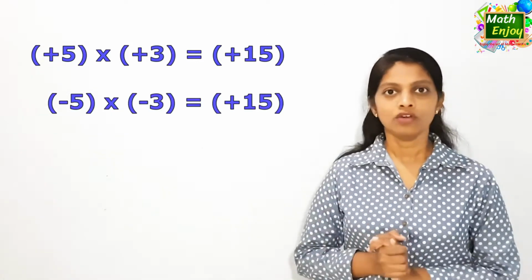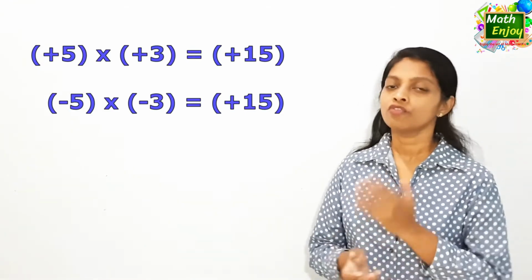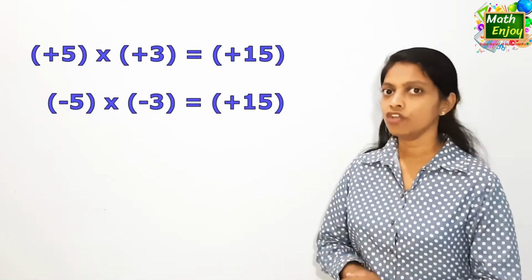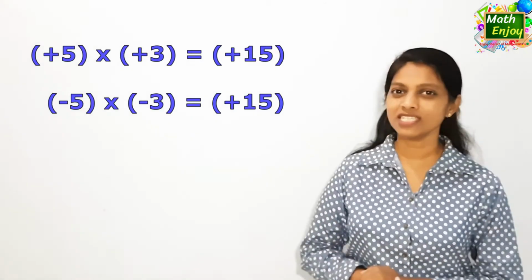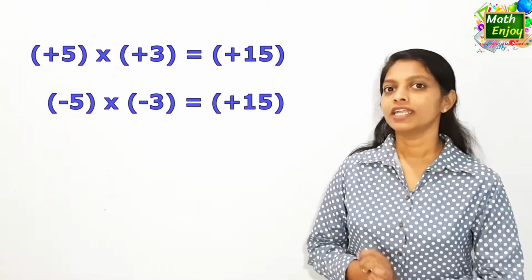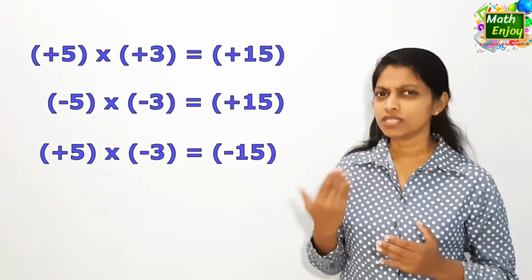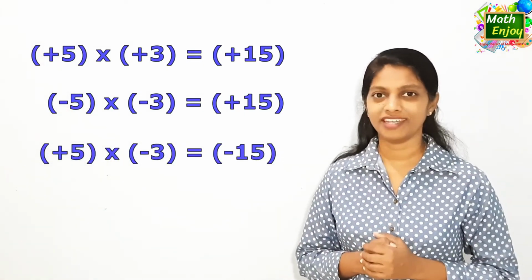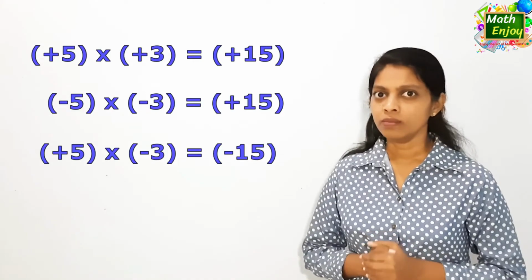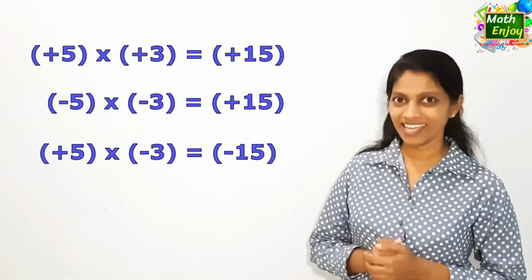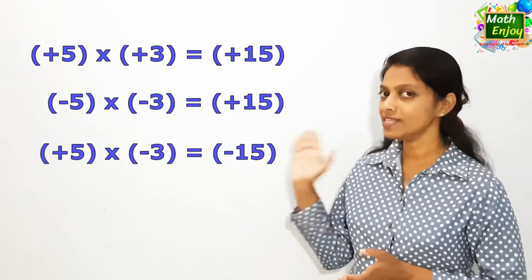Both are negative. First we will multiply the numbers. 5 times 3 is 15. If both are negative, answer is positive. Then positive 15. Negative multiplied by negative is positive. Then the next one, positive 5 multiplied by negative 3. 5 times 3 is 15. Different signs, so answer is negative. Positive into negative is negative.